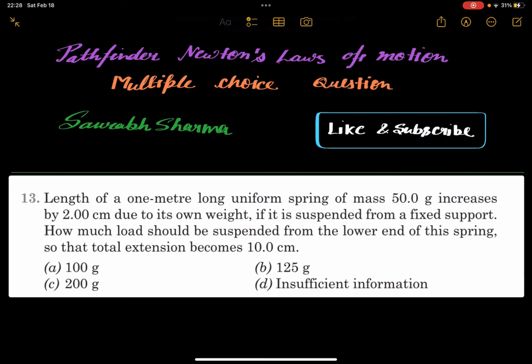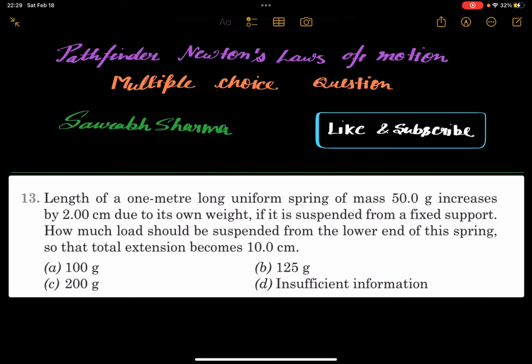I'm coming with question number 13 of Pathfinder Newton laws of motion. My dear friend, before starting to read this question, I want to tell you that you can learn from this question what the extension is in a massful spring, meaning because of the weight of the spring, how much extension will happen and how to derive it. So I will discuss the derivation of extension in a spring because of its weight, and then I will proceed.